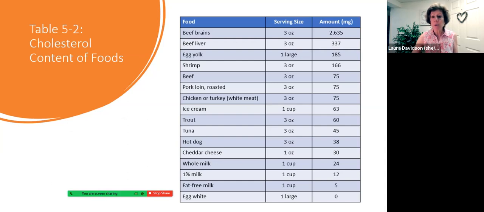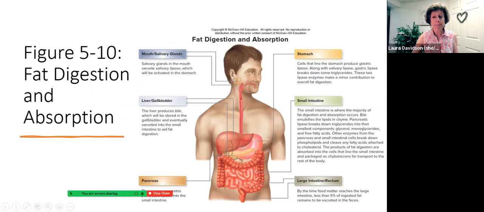You see that organ meats tend to be very high in cholesterol as well. Now we're going to get back to cholesterol, and we're going to talk about the dietary guidelines for it a little bit later. All right, so what about fat digestion?